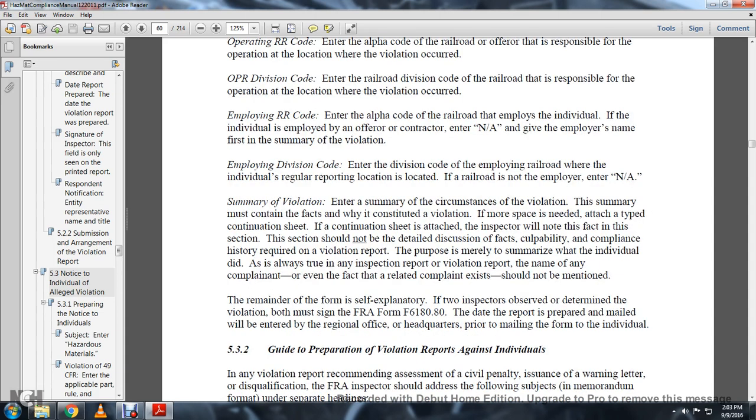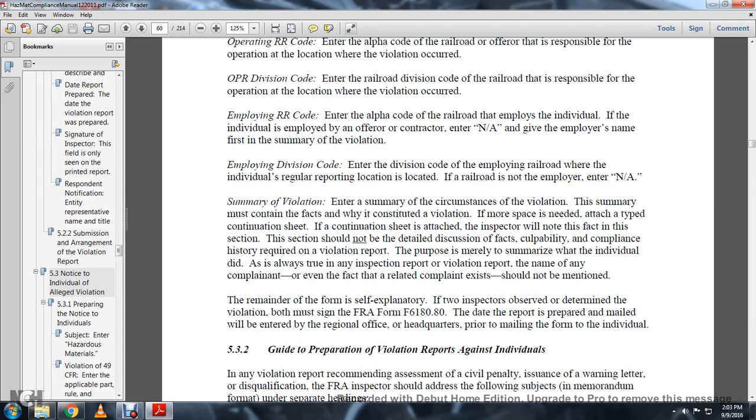Enter the division code of the employing railroad, the individual's regular reporting location. If the individual is not employed by a railroad, enter not applicable. Summary of the violation: enter the summary circumstances of the violation, which must contain the facts that constitute the violation.